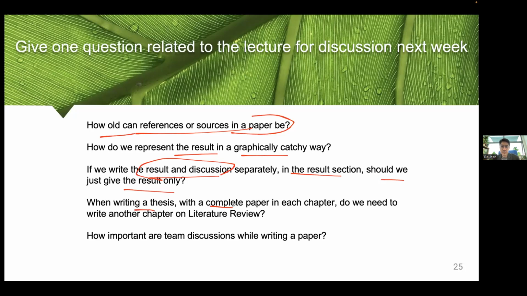When writing a thesis with a complete paper in each chapter, do we need to write another chapter on the review? Good question. Most of the time, yes, you do, if you're doing a thesis, but it also depends on your supervisor and your examination committee. Generally, most theses I've seen have a literature review section before they go into each chapter.